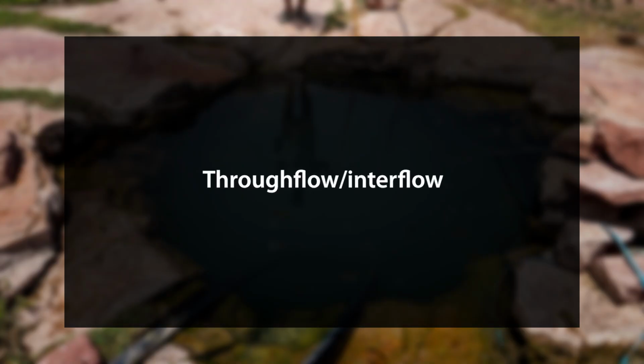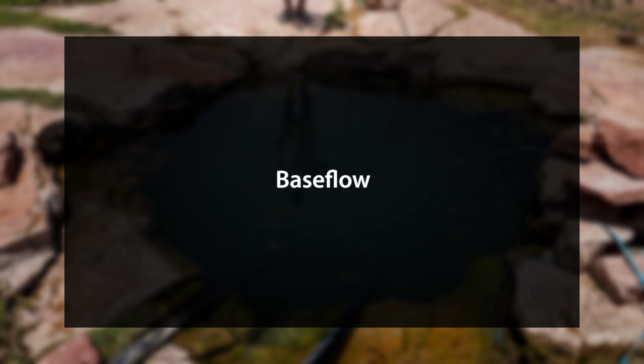Throughflow, or interflow. This type of flow occurs when water infiltrating the subsurface encounters a layer of low permeability material. This impedes vertical percolation and causes water to move horizontally through the shallow subsurface towards a stream. Base flow. Groundwater provides the base flow to streams, sustaining them during periods of no precipitation. Conversely, surface waters can recharge aquifers in arid regions or where the water table is low.